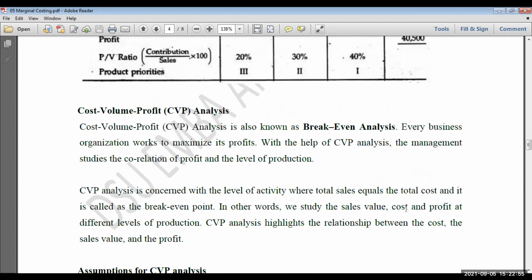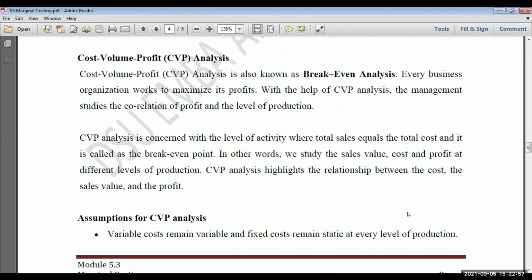Okay. Next one is cost volume profit analysis. How much cost I am spending to sell how much value or volume of goods, and how much is the profit. If I increase 100 units from the existing units of sales, how much is going to be the difference in the existing profit and the expected profit? This kind of analysis is called cost volume profit analysis. It can also be called break-even analysis.